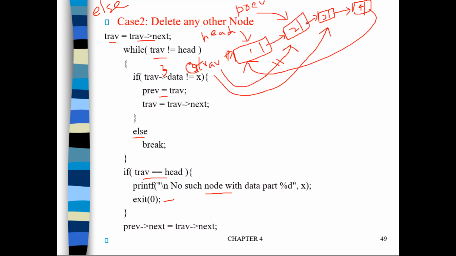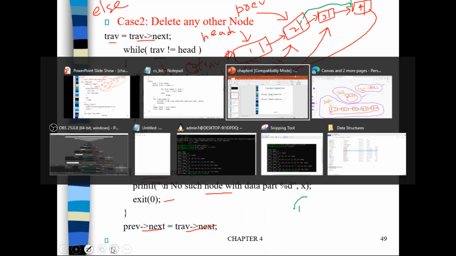So how will you delete? Just make previous arrow next equal to traverse arrow next. What is previous? This. So previous arrow next is this, and that will be equal to traverse arrow next. Traverse is that node 3, so that arrow next. That's it. So now node 2 is pointing directly to node 4, and node 4 is pointing to the first node. After that, at last you can write free of traverse. So that is the logic for deleting a node.